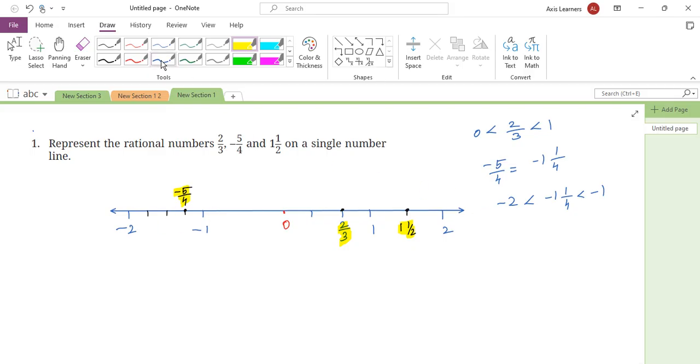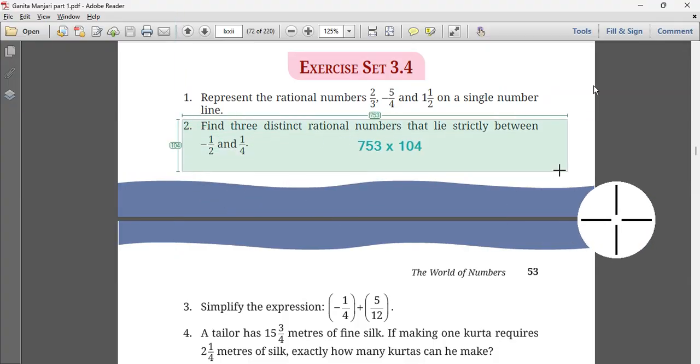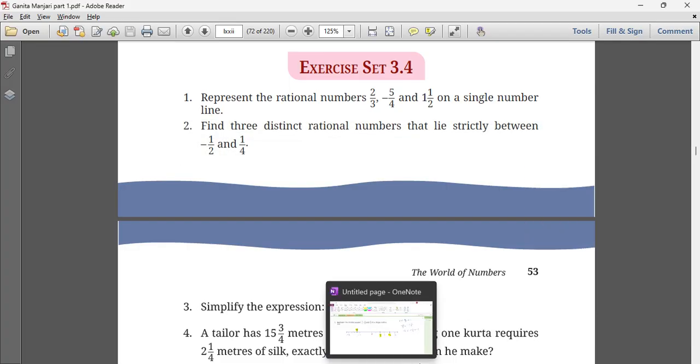Okay, that's all. In this way we can plot the numbers. Shall we move on to the next question? If you have any doubt, you can send it in the comments. Now we will start the second one. Second question also very simple.